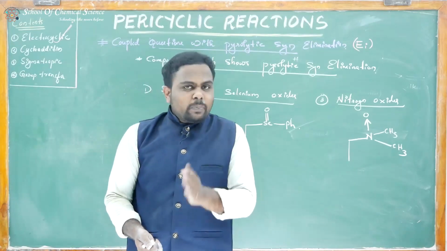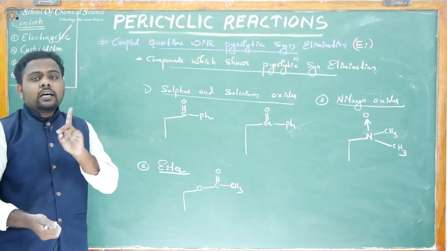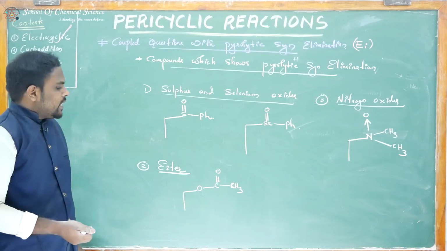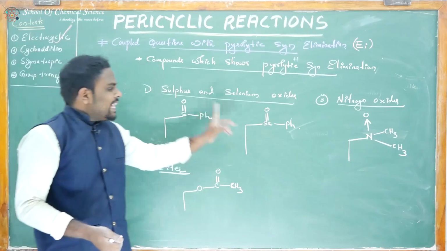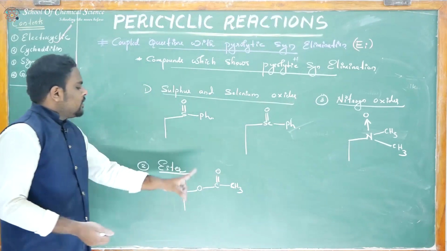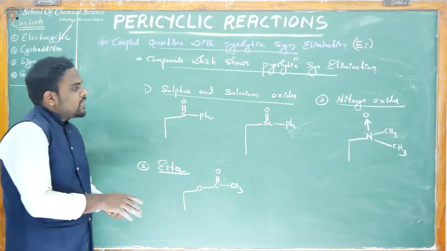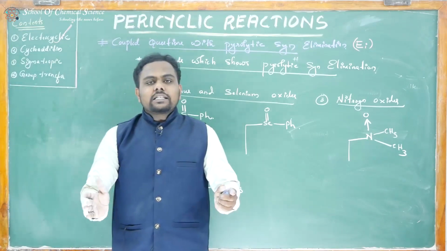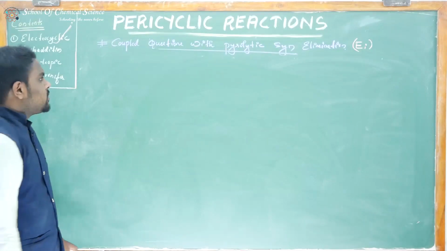exam. Okay, I will explain the pyrolytic syn elimination. First of all, you have to understand what are the systems that show pyrolytic syn elimination. First one, sulfur oxide, S double bond O. Then selenium oxide. Then nitrogen oxide. Then ester, O C double bond O CH3. So these are the systems that show pyrolytic syn elimination. Then some examples.